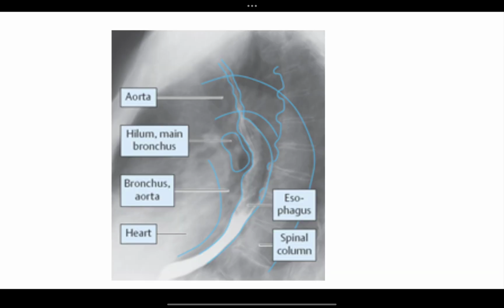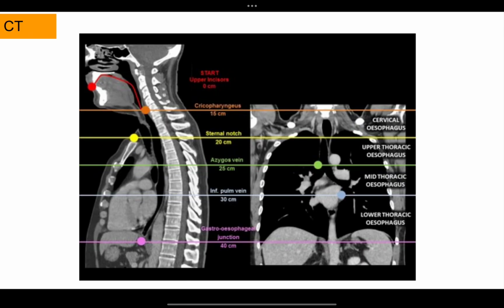And this is a lateral image of the esophagus, and you should remember that the esophagus is placed in the thoracic cavity near the aorta, hilum, main bronchus, and spinal column, and that is why the esophagus has physiological narrowings.